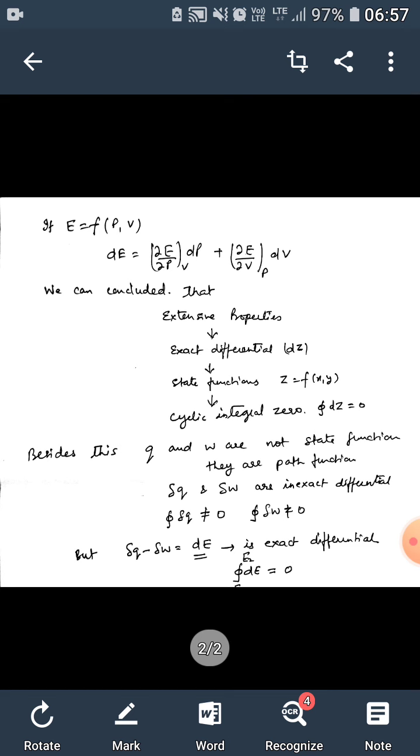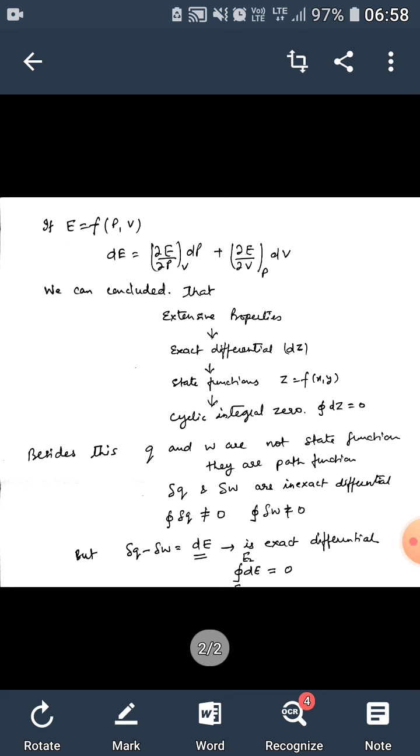Here it is important that the difference of these two inexact differentials is shown in the equation, that is del q minus del w is equal to dE. As the first law of thermodynamics, dE is an exact differential. The difference of two inexact differentials, that is del q and del w, is called dE, and dE is an exact differential. It is a state function, it is an extensive property, and the cyclic integral of this dE is 0.